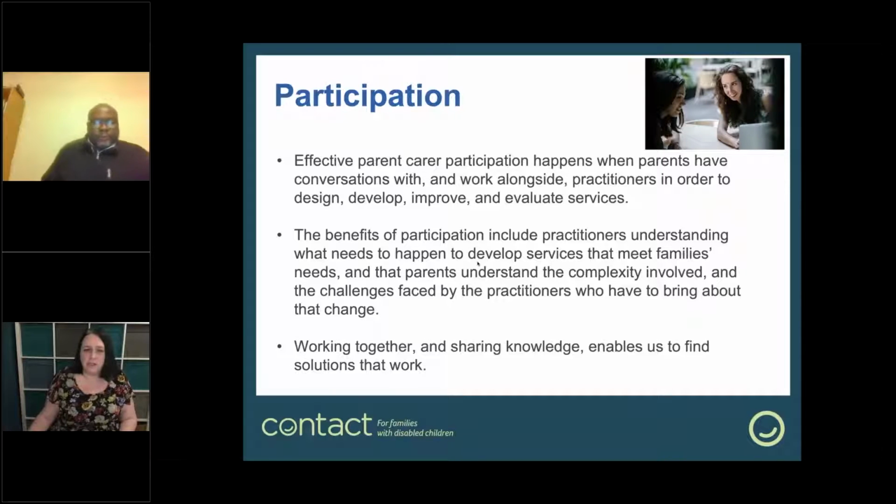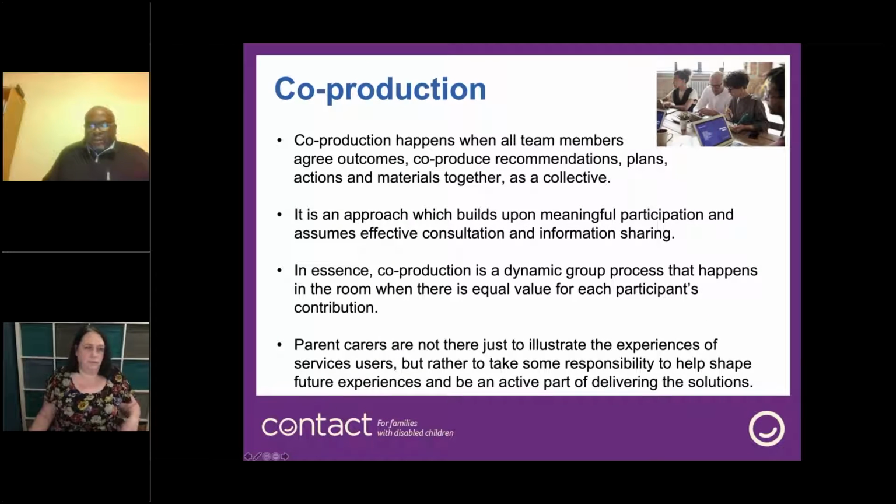And the benefits of participation are that practitioners understand what needs to happen to develop services so that they're fit for purpose. I can imagine working in a commissioning service, there's nothing worse than commissioning a service and then finding that nobody uses it. So it's absolutely key to be working with the people that need to know that. And working together, you're able to share knowledge and to find solutions. And I think that's one of the key things about parent carer forums. We don't just present a problem, we work to find a solution and a way forward and what needs to happen next.